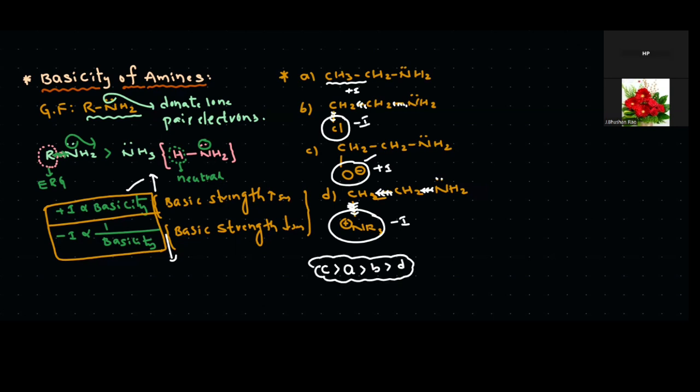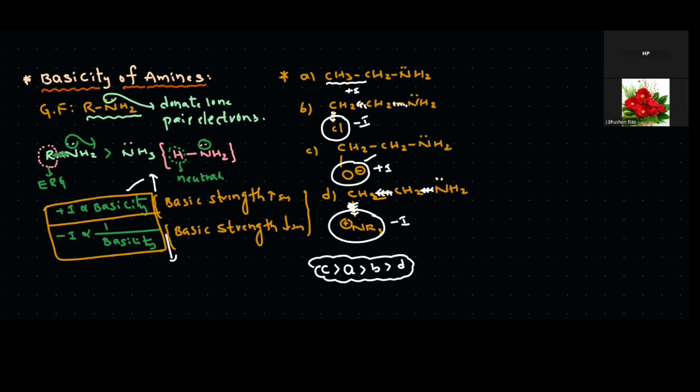So we can say directly that an amine with a plus I group attached to the carbon chain is always more basic than one with a minus I group attached. This is one type of order. Next, we will discuss another compound, a simple one.